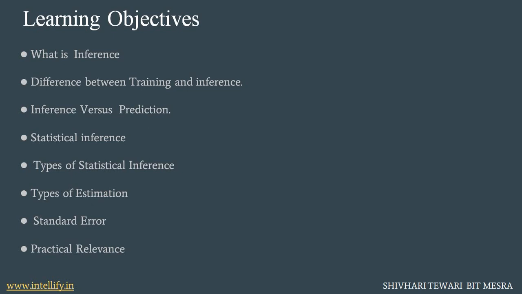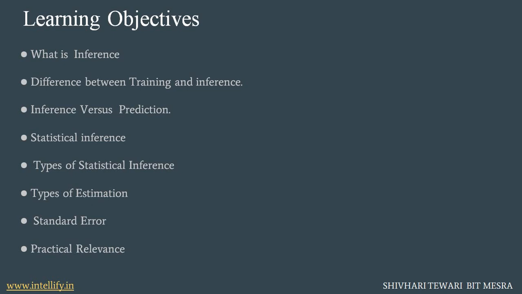After that, we will move to the types of statistical inferences, where we will see how many types of statistical inferences are used in day-to-day life, such as hypothesis testing. Then we will see the types of estimation, what kind of estimations we are using, and how each estimation is different from the others. Then we will see types of errors, the definition of standard error, and what types of standard errors occur in statistical inference.